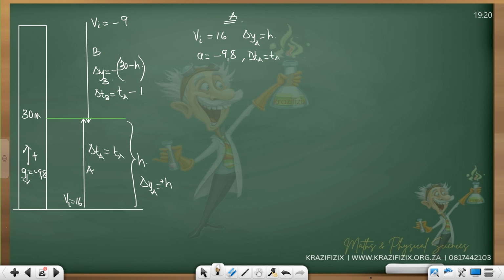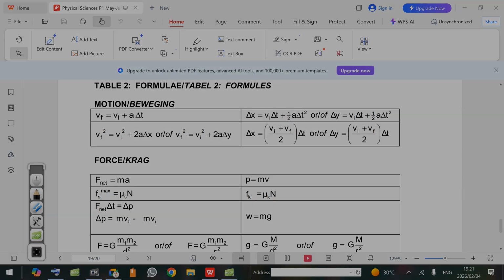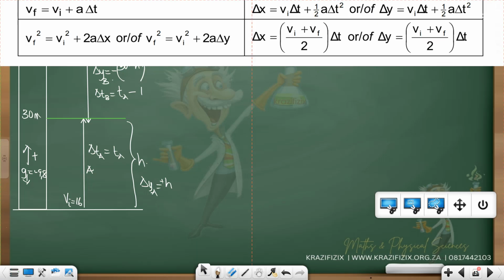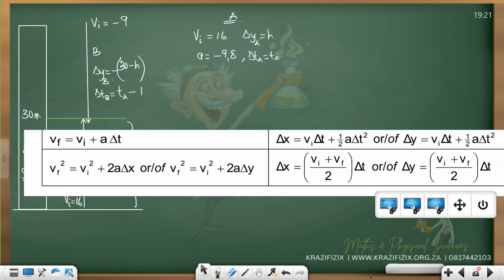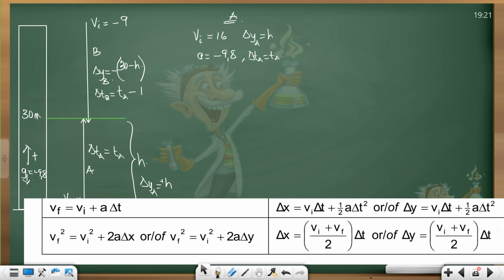Guys, do I have a formula? Please write that down. I want us to pick a formula quickly. I have vi, delta y, a, and delta t. Is there a formula? Let me do this so that we don't keep moving. All right, guys, here's my formula page for you. Which formula would you use? Which formula has everything that you think you need? We said 1, 2, 3. Which one? I think the third one, right? Because there's delta y, there's vi, there's delta t. Okay, so let's bring that in.